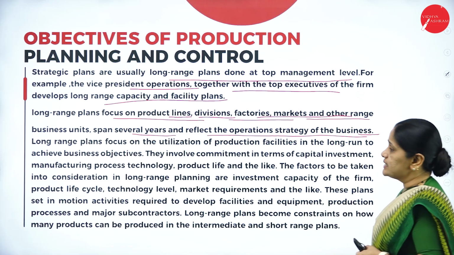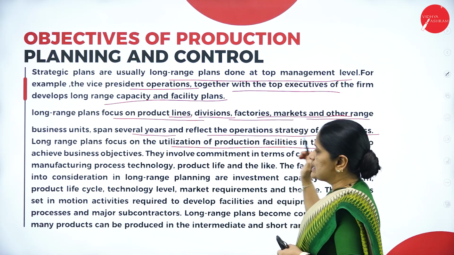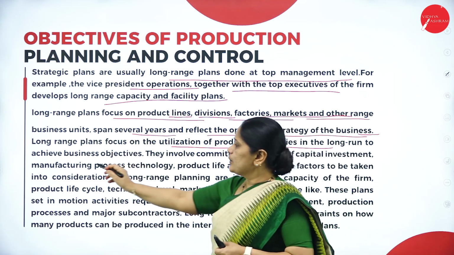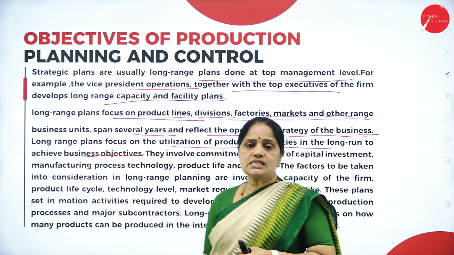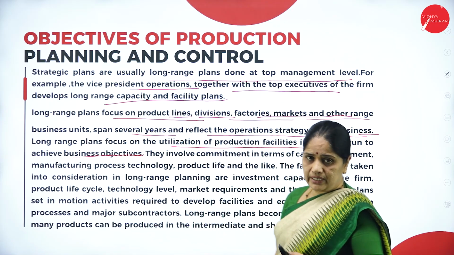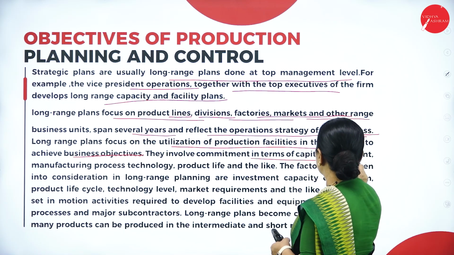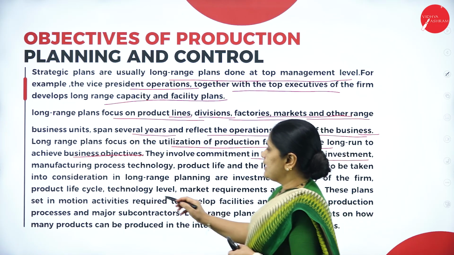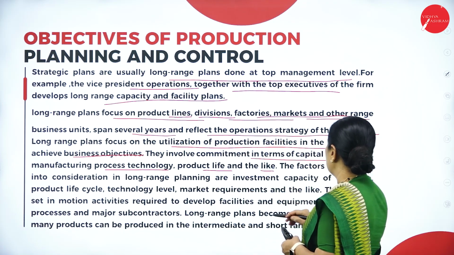So it focuses on utilization of production facilities in the long run to achieve the business objectives. So based on the business objectives, they will be deciding about the strategic plan. They involve commitment in terms of capital investment, manufacturing process technology, product life and the like.